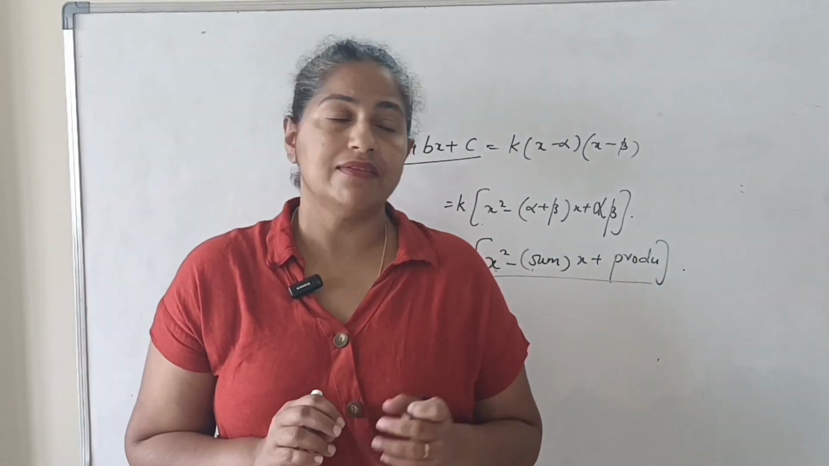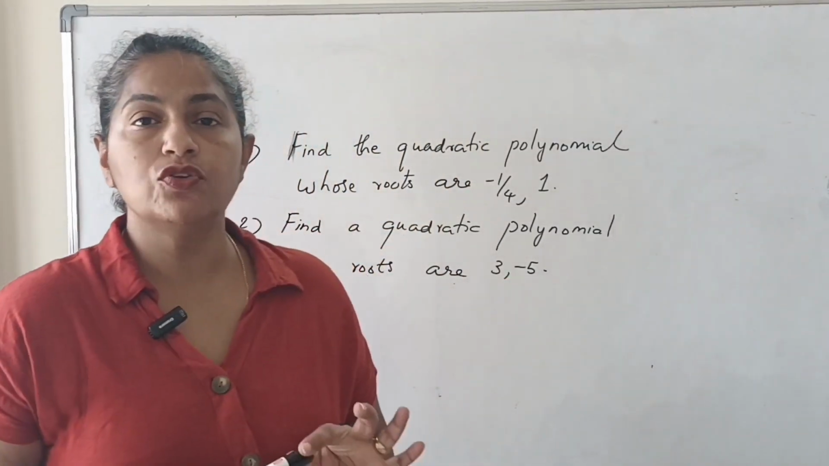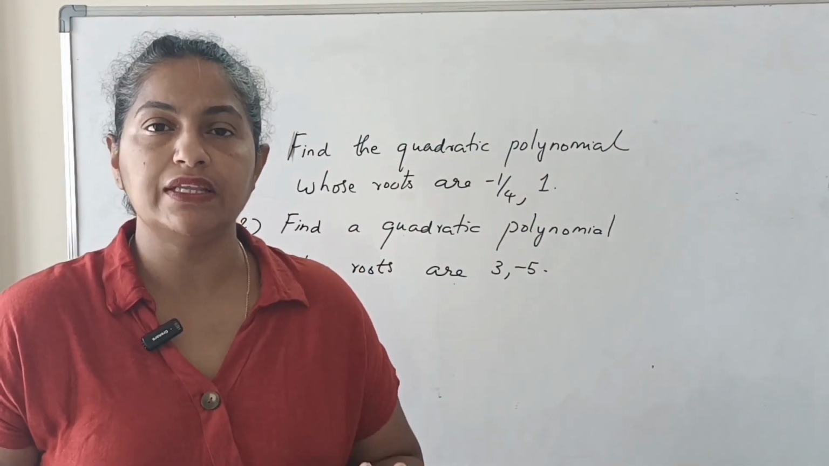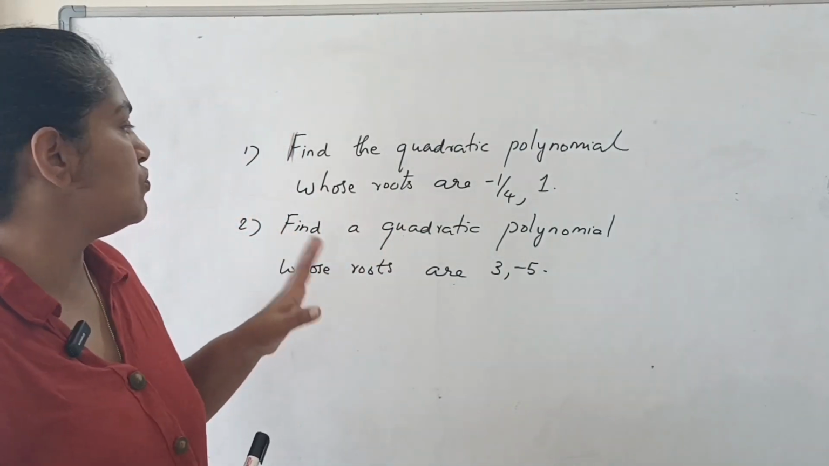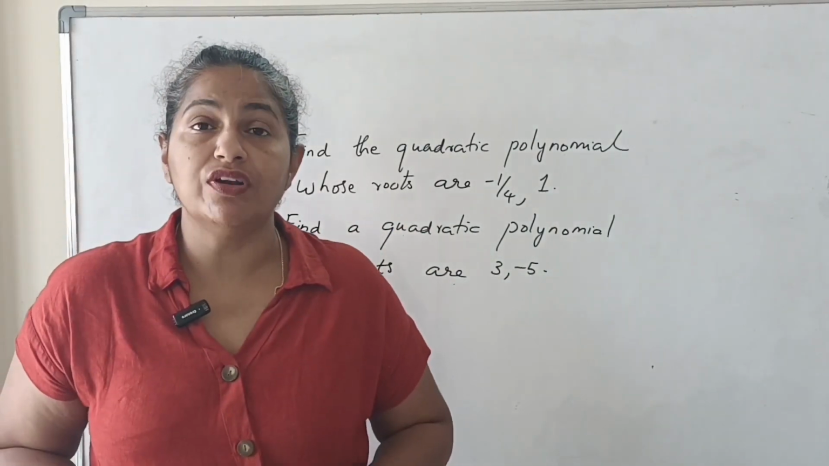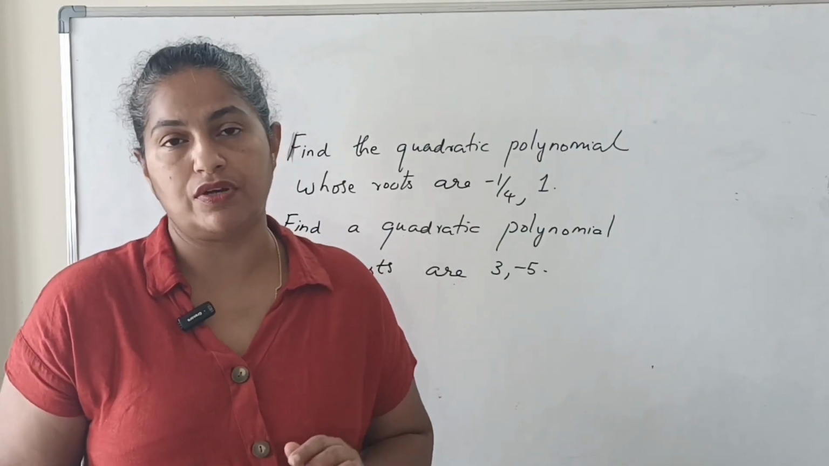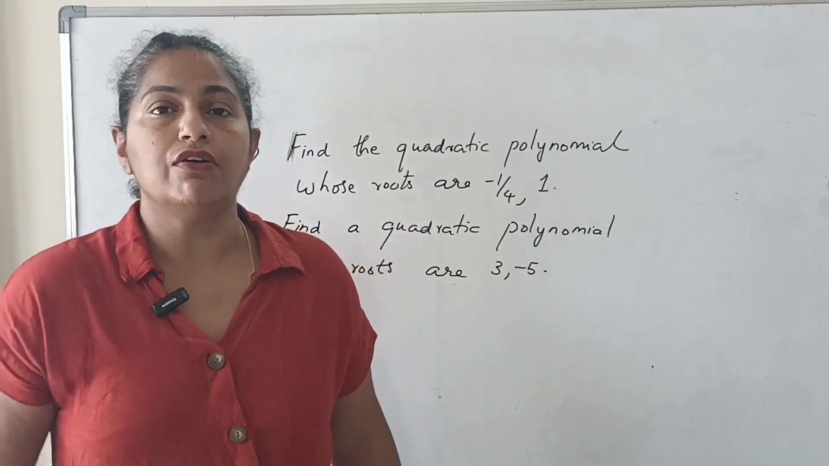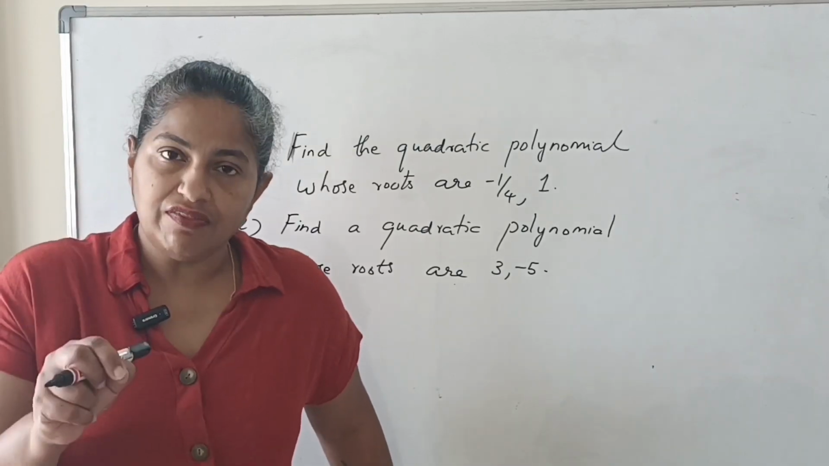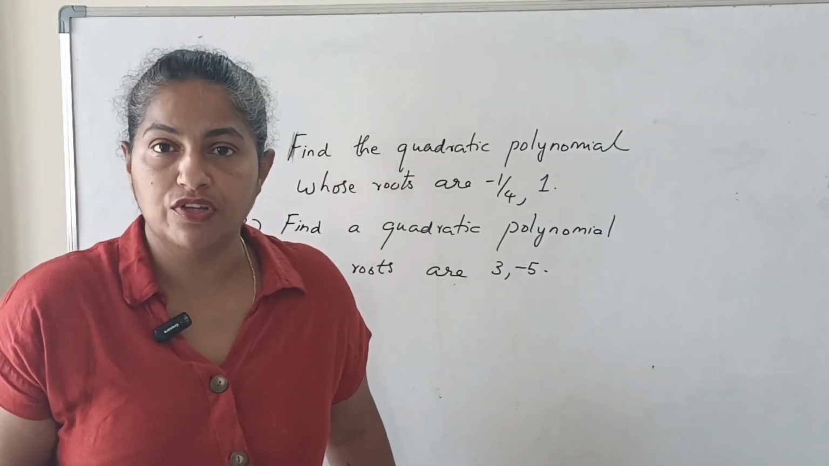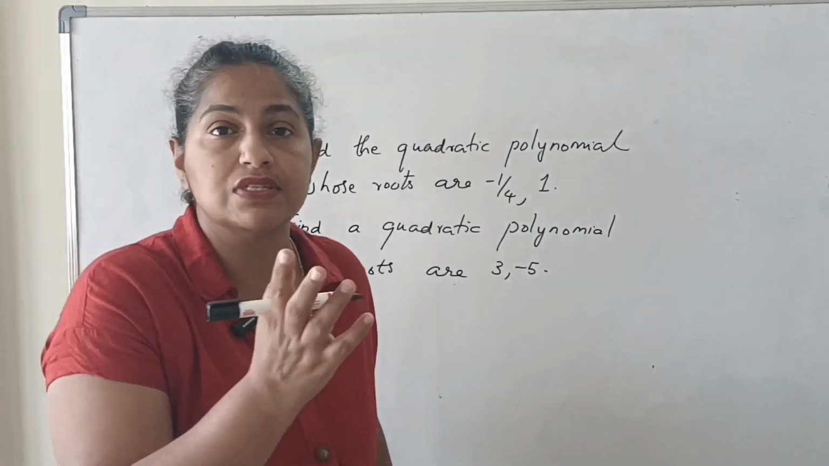Let us do a few numericals based on this particular concept and see how we can apply it. I have written two questions over here. The first one is: find the quadratic polynomial whose roots are minus 1 by 4 and 1, and find a quadratic polynomial whose roots are 3 and minus 5. Can you tell me what is the difference between these two questions other than the fact that the roots given are different? In both the cases, you are asked to find a quadratic polynomial and the roots are given to you. What exactly is the difference? When I am solving both these questions, I will tell you what exactly is the difference and how you should answer this in the question paper.